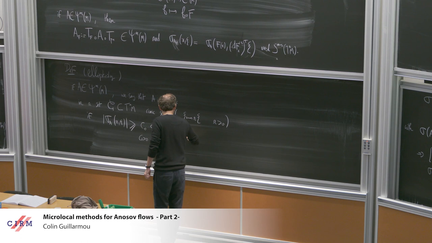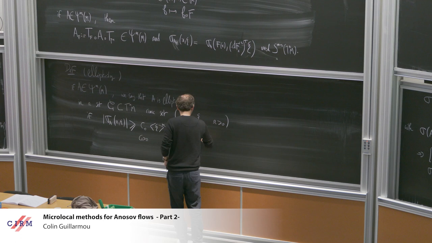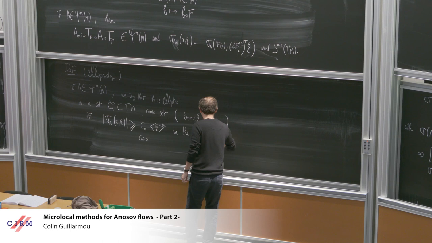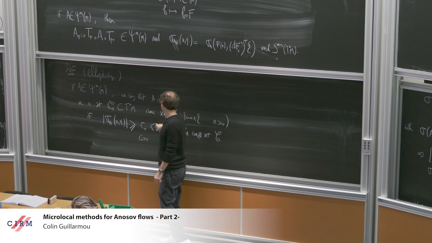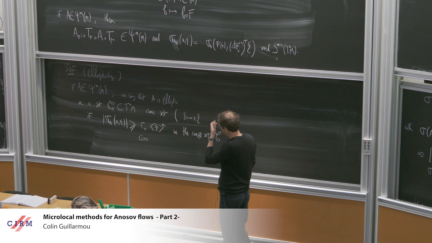When I say cone, it's really a conic set. It's a family of cones, because it depends on x somehow, in the cone C. So if it's bounded below by just the right power corresponding to the order of the operator, we say it's elliptic. So let me give an example.